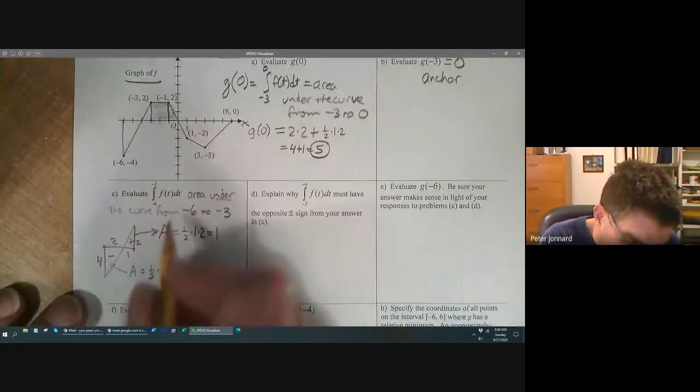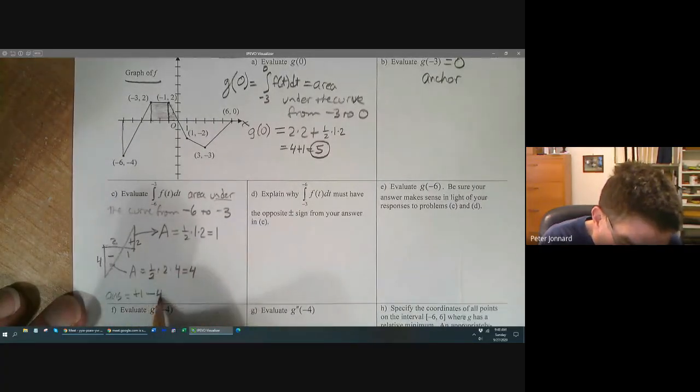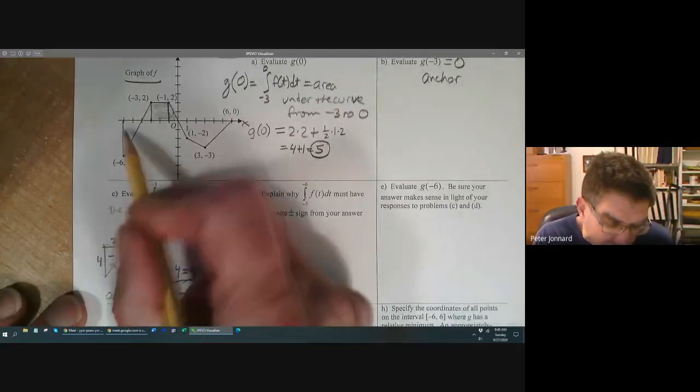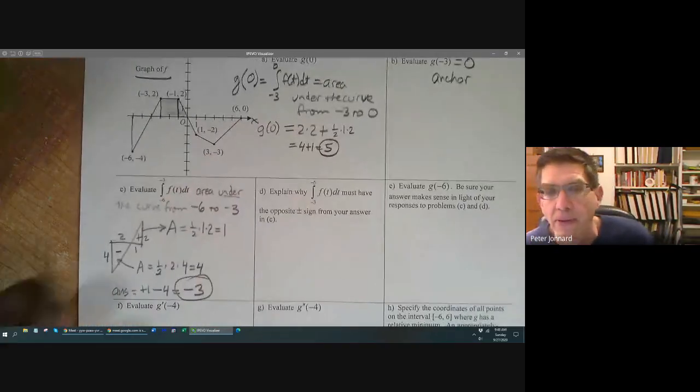So the original answer is equal to +1, and then this is a -4, which ends up giving me an area of -3. The area under the curve is -3 because there's more below the x-axis than above the x-axis. So that takes care of that one.